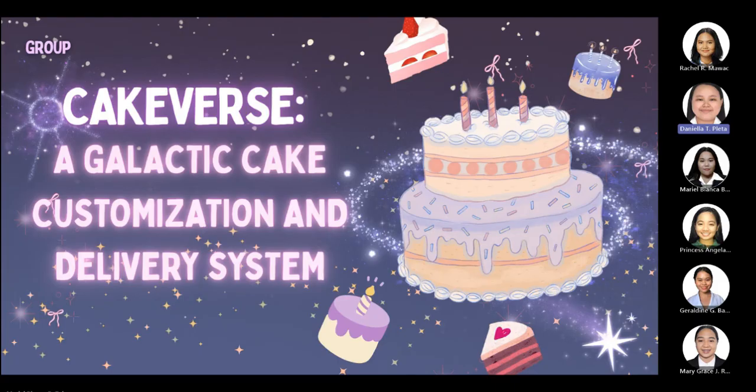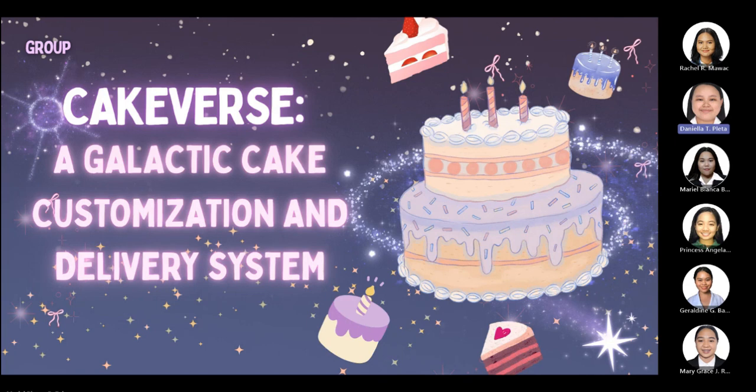Today we're here to present our final project in the Information Management course, which is called Cakeverse, a galactic cake customization and delivery platform. The idea behind Cakeverse is futuristic and fun. It's a cake shop that allows customers to create personalized cakes with unique flavors, layers, toppings, and even delivery methods. So wherever you are, on Earth, Moonbase, or any planet, Cakeverse is designed to handle customized cake orders smoothly and professionally.